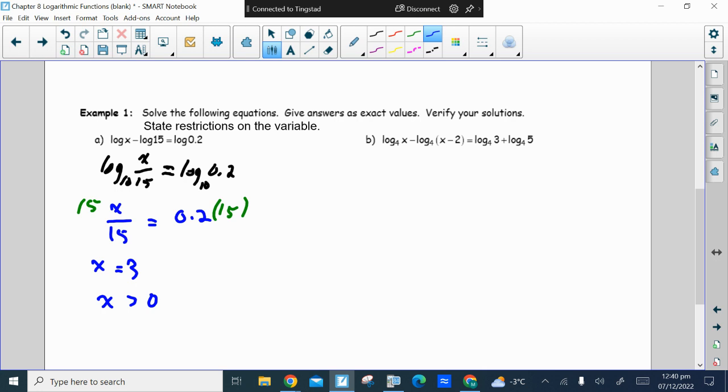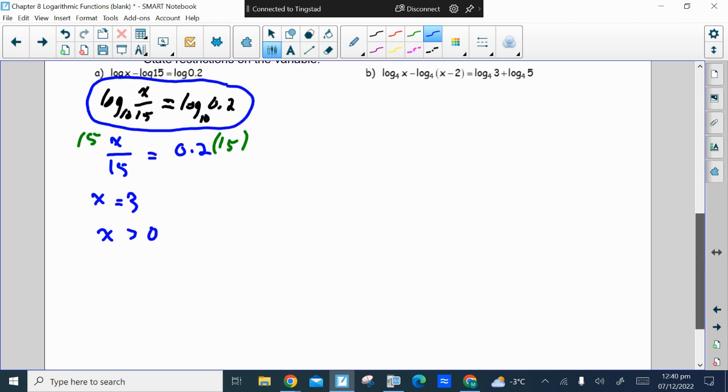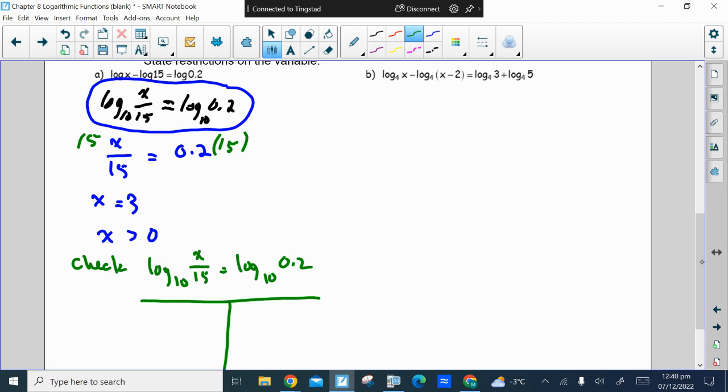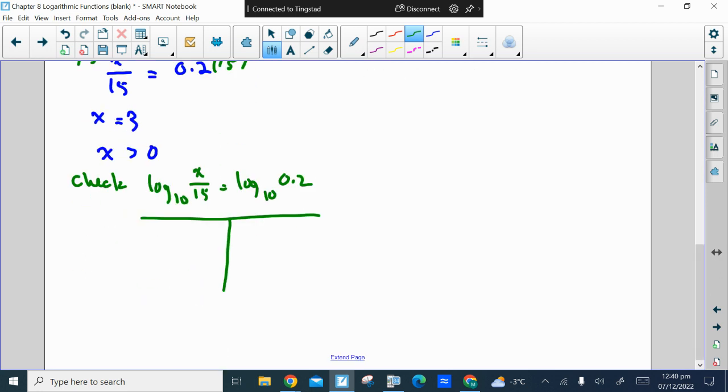We can also check it by looking at this simplified equation right there. And if we let x equal 3, let's see what we get. So this is our check. I'm using log base 10 of x over 15 must equal log base 10 of 0.2. And when we let x equal 3, we're going to have log base 10 of 3 over 15 on the left side. On the right side, you have log base 10 of 0.2.